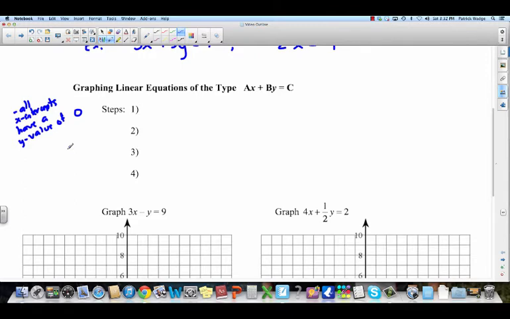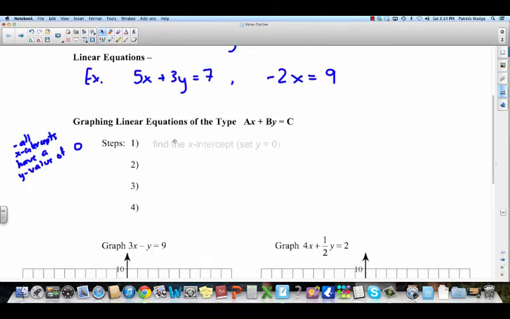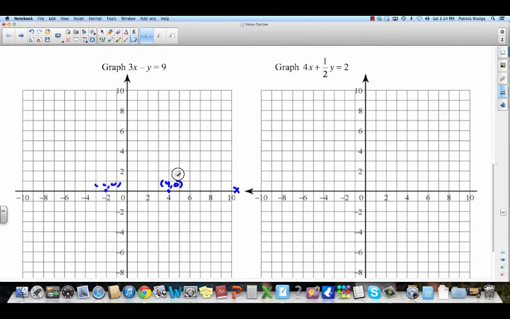So if we wanted to know where the x-intercept is in this equation right here, what we could do is substitute 0 into y, because we know that the x-intercept always has a y value of 0. So that's going to be the first step. You're going to find the x-intercept by setting y equals 0. Okay, now something very similar to that.